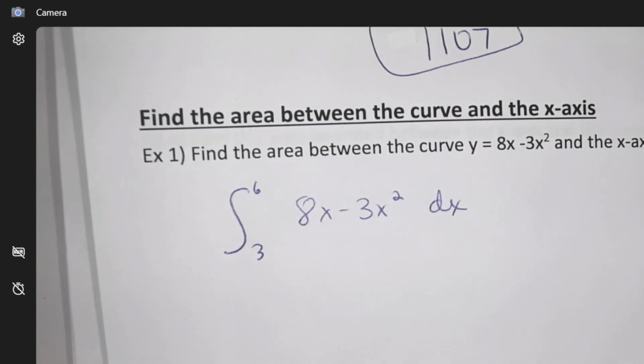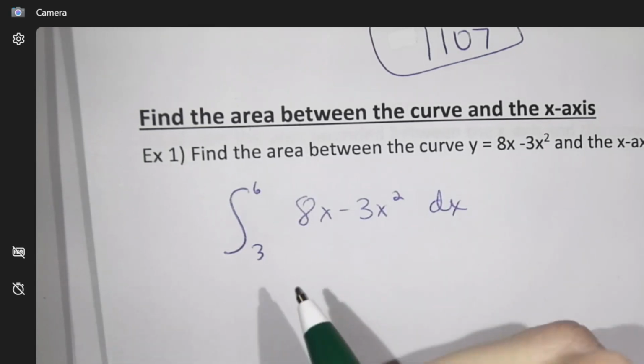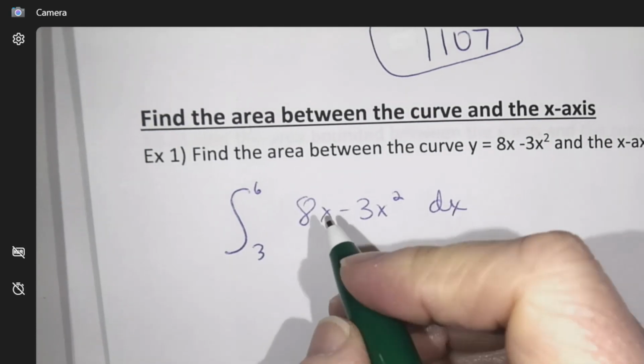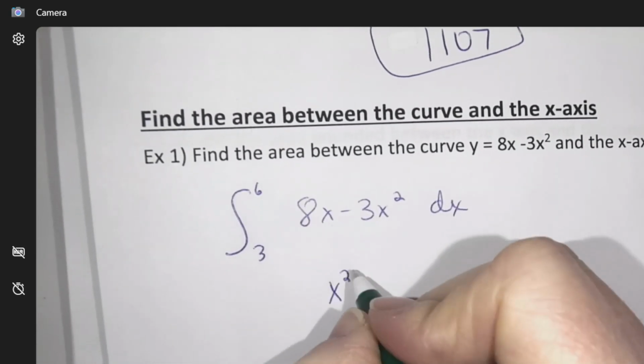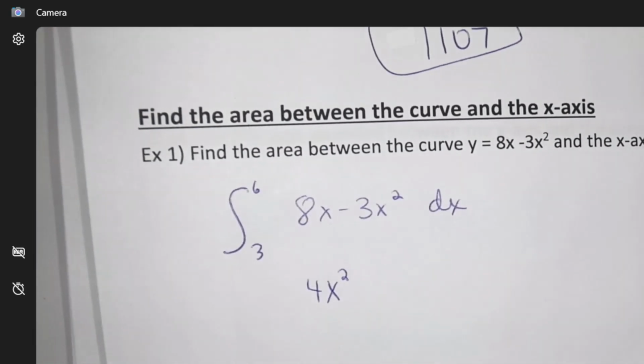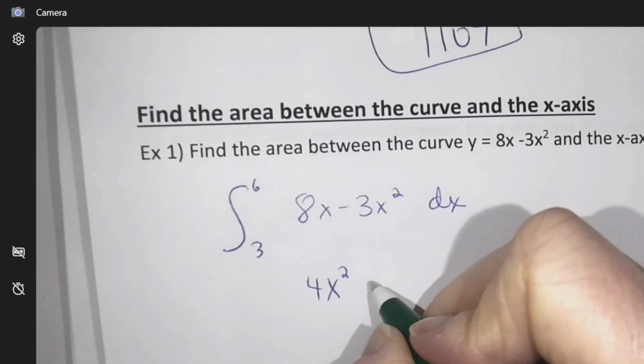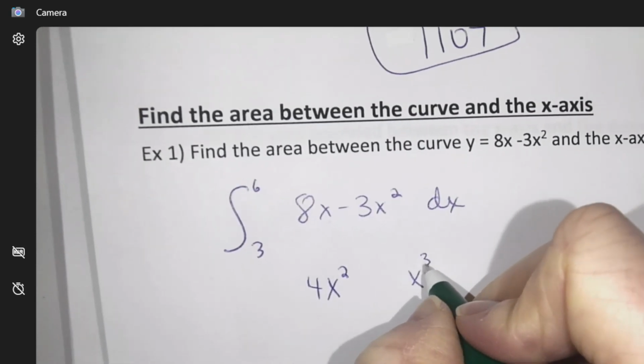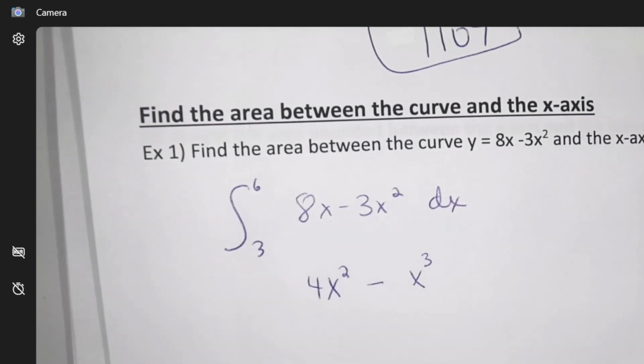Okay, so that's step 1. You need to be able to write an integration statement. Okay, now do the antiderivative. So go up a degree, so x squared, divide. Go up a degree, divide.